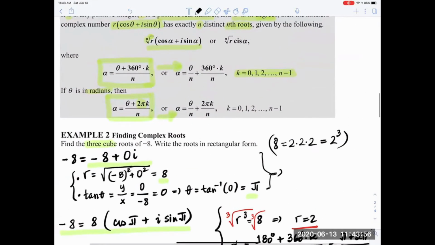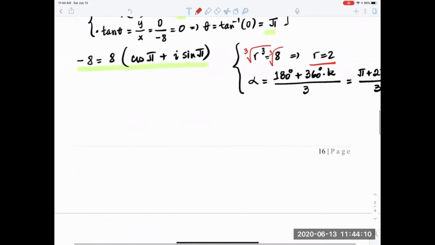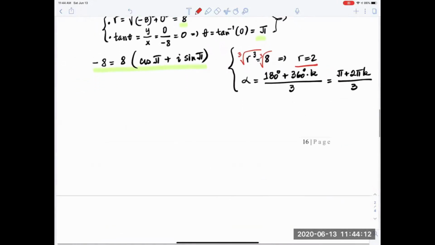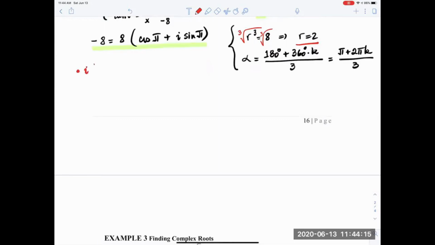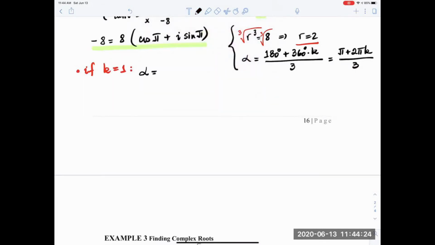Now we have to look at the fact that k is 0, 1, 2, all the way to n minus 1. So in our case n is 3, so my maximum k will be 2. So I would say it like this, just to stay organized. If k equals 1, then let's see what we get. Then alpha is pi plus 2 pi, divided by 3, which is 3 pi over 3, which is pi.